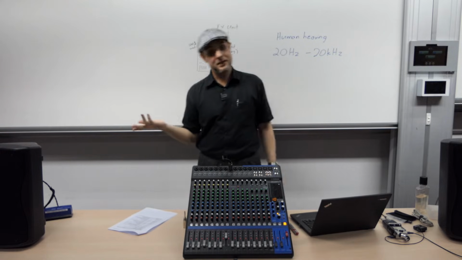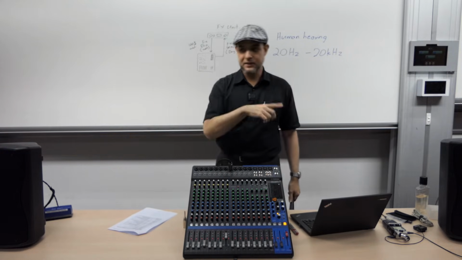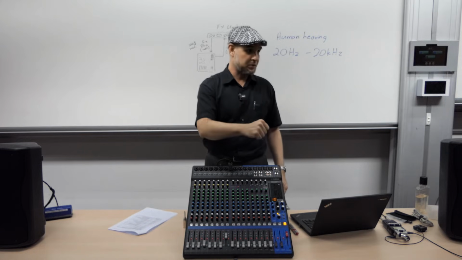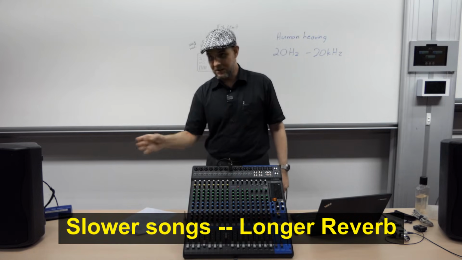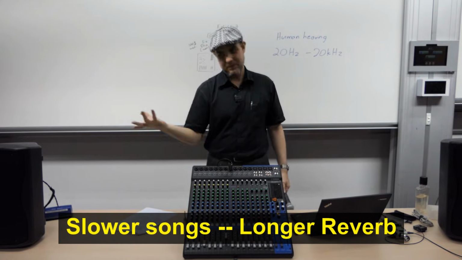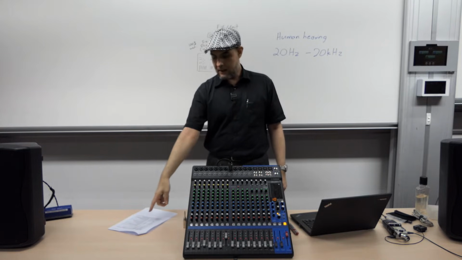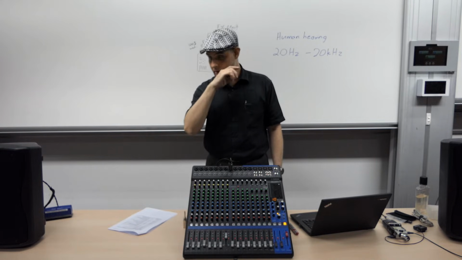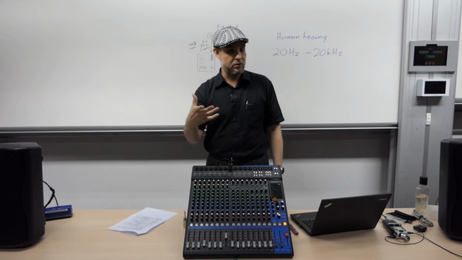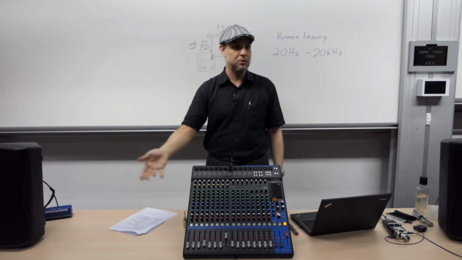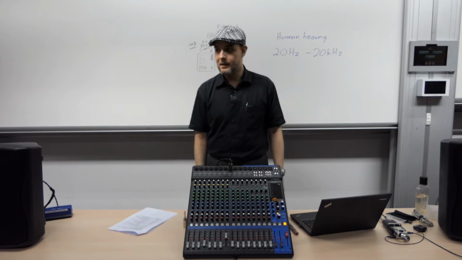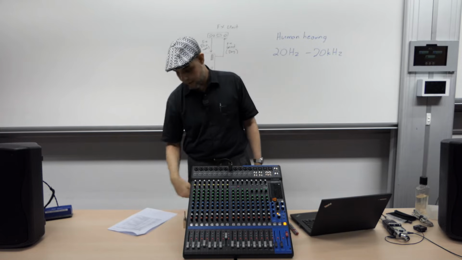The general rule is this: faster songs, shorter reverb. Longer songs, bigger reverb. That's the general rule, okay? So you might use maybe that plate reverb for a rock and roll song, for a ballad, maybe you use a hall or something like that, okay? Again, your seniors will guide you.